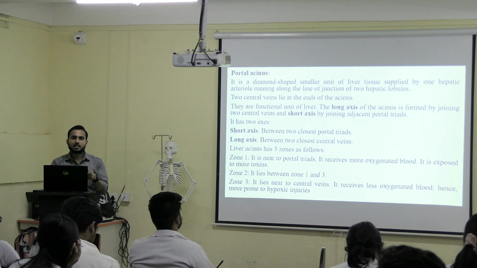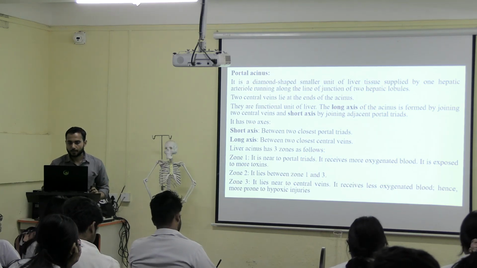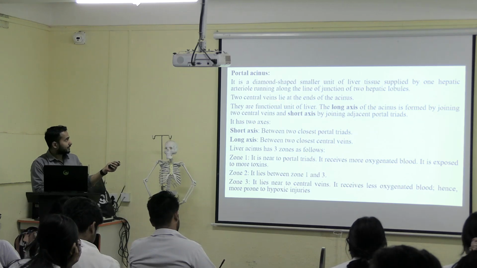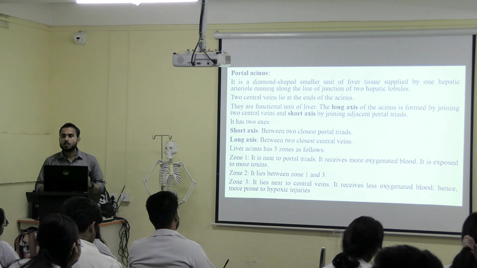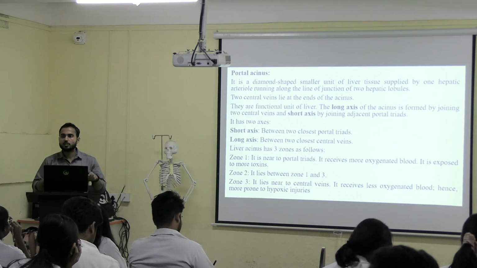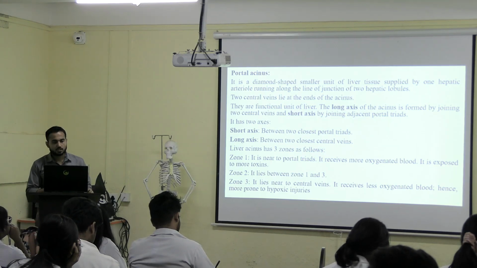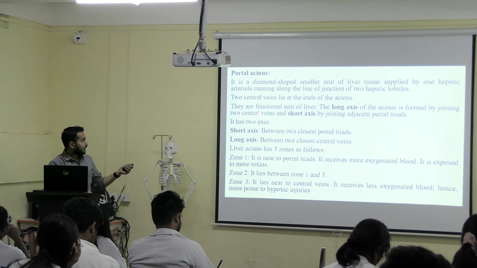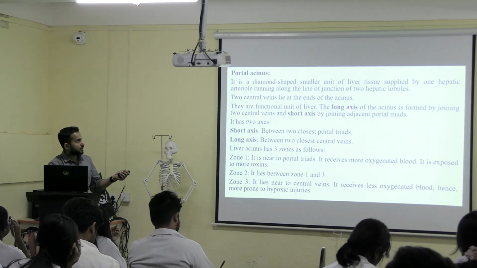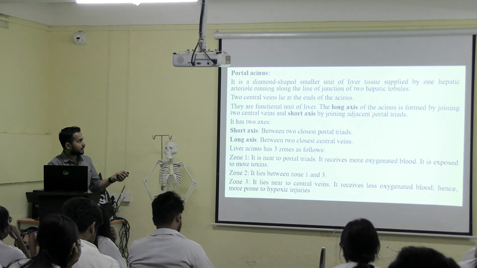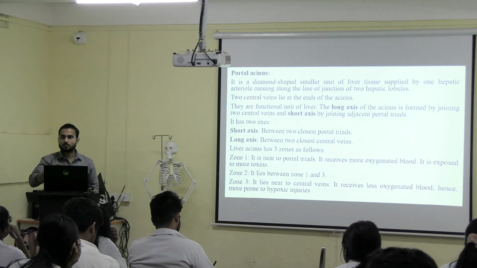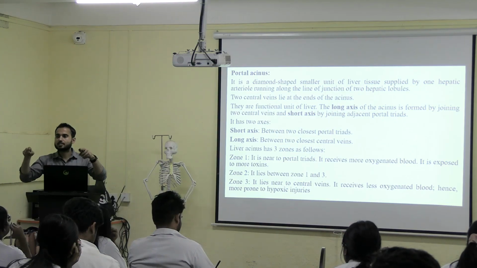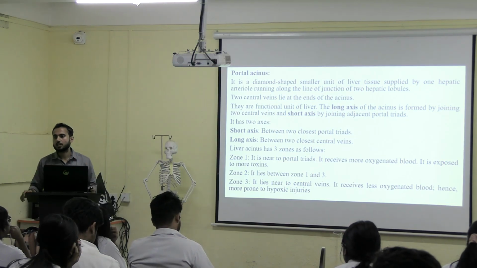If you see the shape of the portal acinus, it is diamond shaped. 2 central veins lie at the ends of the portal acinus, and this constitutes the long axis of the portal acinus. They are the functional unit of the liver and it has 2 axes. The long axis is formed by joining the 2 central veins and the short axis by the adjacent portal triads. So if you join 2 portal triads like this, that forms the short axis, and joining the central veins at the ends forms the long axis.